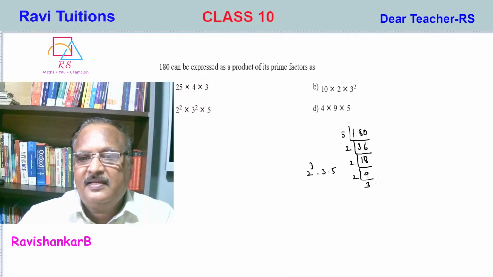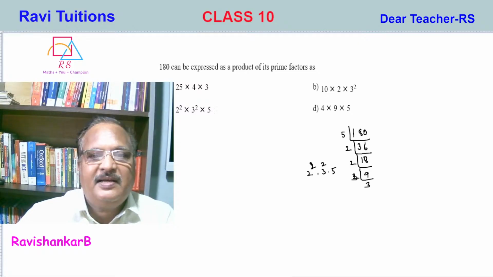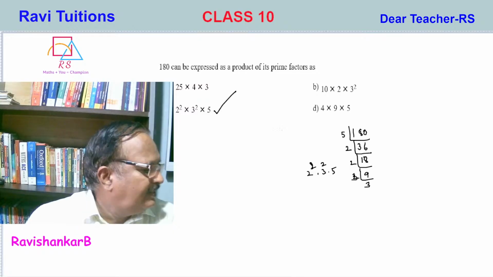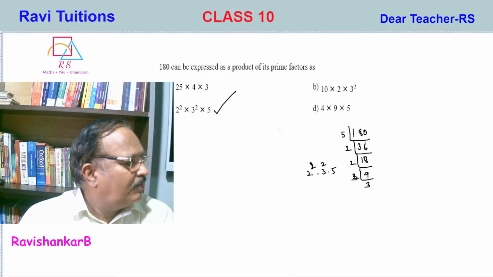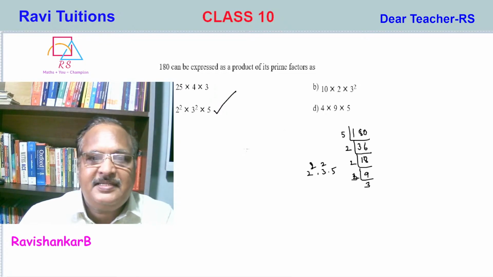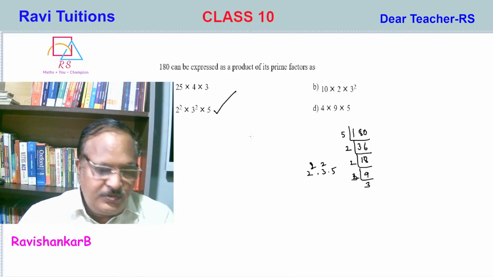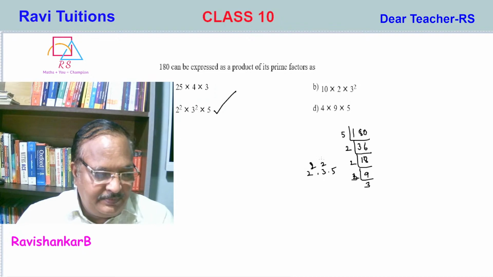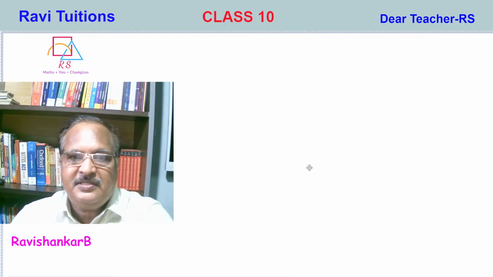I'm sorry, I only made a mistake. 2 square, 3 square and 5. Yeah, option C is correct. Very good. Option C is correct. So like me, you may be making mistakes. Please be careful. Let me go to another question.